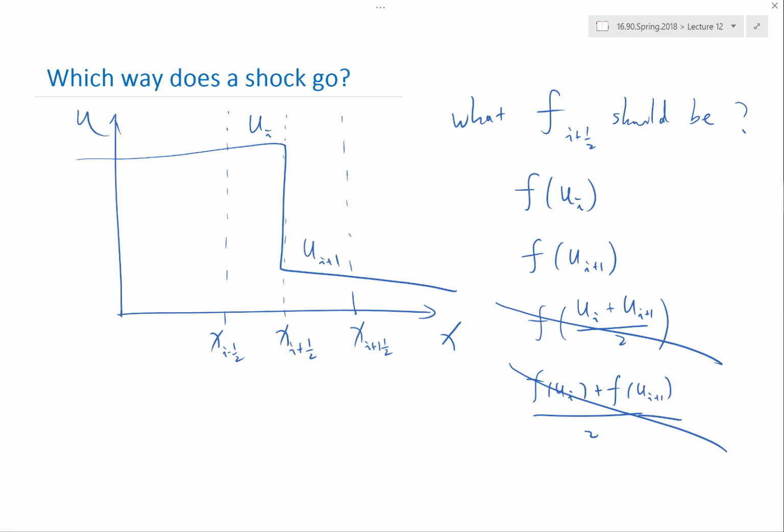Is that always the case? The shock may not be moving the way you think it is. The shock may actually not move towards the right. Who said the shock has to move towards the right? That depends on which way it's moving. Yeah, it depends on which way it is moving, right? So both of your answers are correct, you should either take F of u_i or F of u_{i+1}, depending on which way the shock is moving.